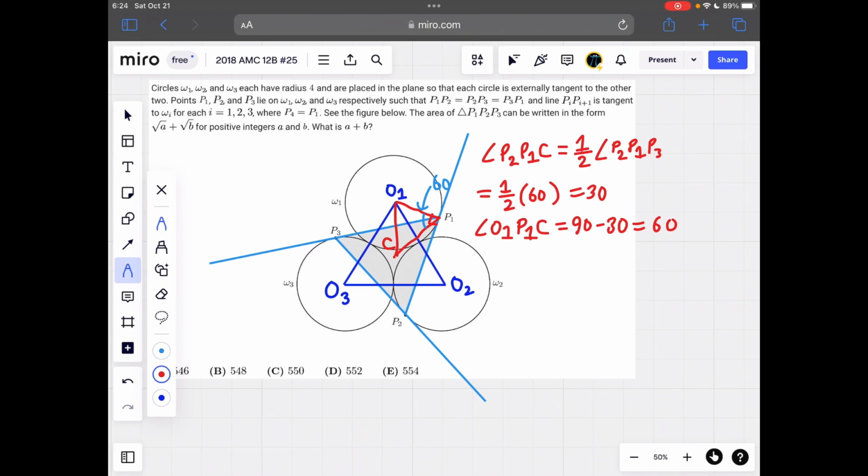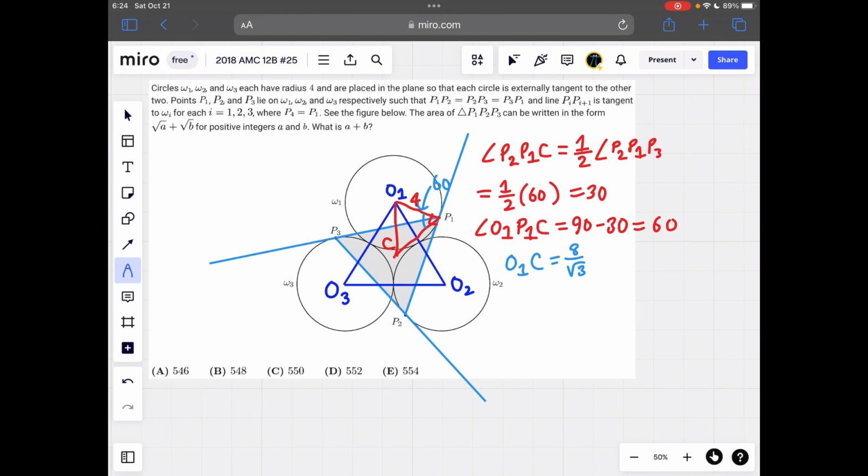The first one is obvious. O1P1 is just the radius of omega 1, which is 4. And O1C is just the distance from O1 to the center of equilateral triangle O1O2O3, which has side length 4 plus 4, and that's equal to 8. So the distance from a vertex to the center is always going to be equal to side length over root 3. So in this case, that's 8 over root 3.